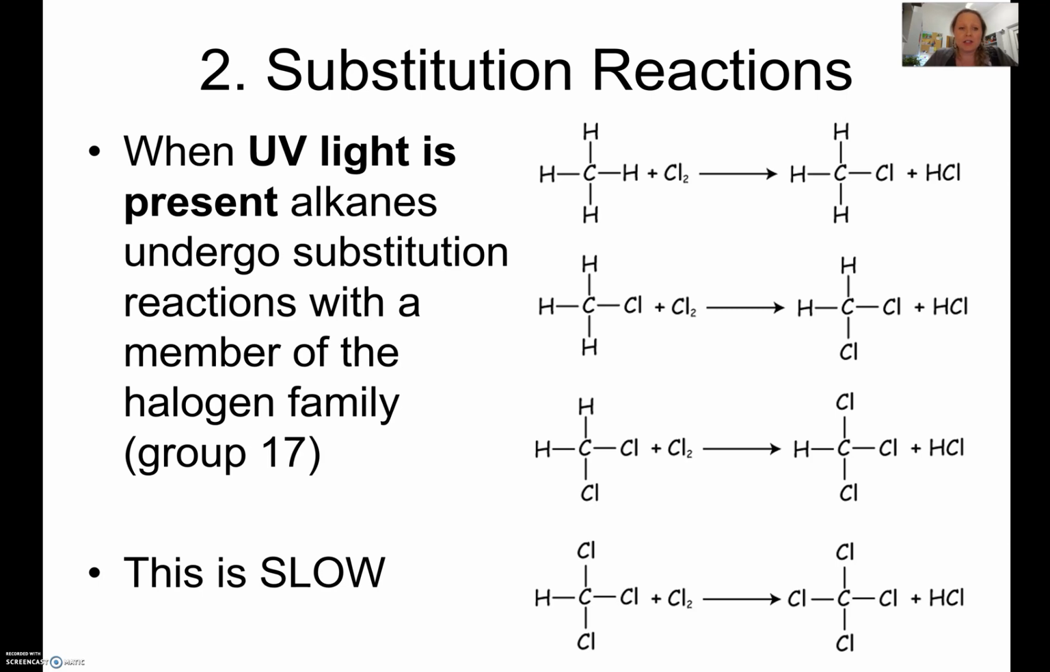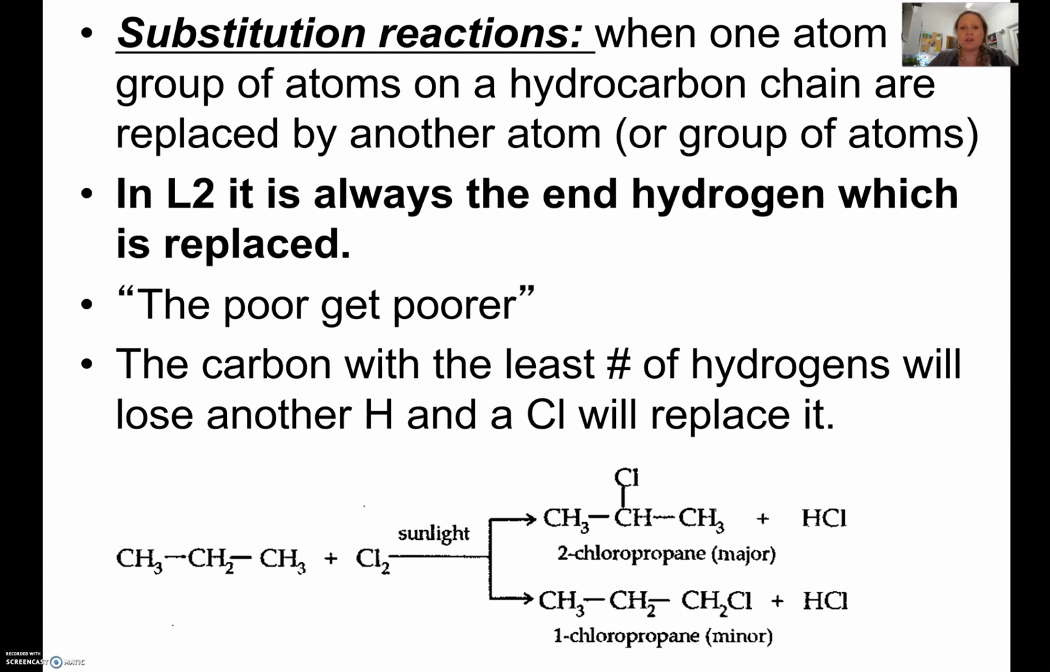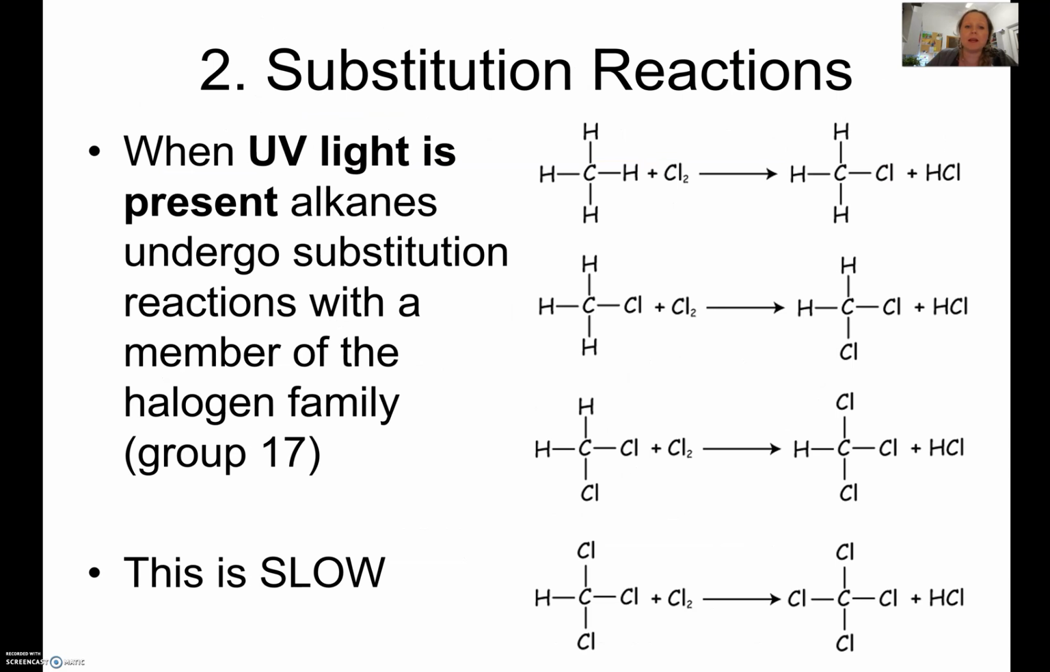So we've done combustion, so now we need to move on to the second type of reaction that alkanes undergo, and that's called a substitution reaction. Okay, now what is a substitution reaction? So a substitution reaction, I'm just flicking to the next slide to show you the definition, is when one atom or a group of atoms is replaced by another atom or group of atoms. Okay, so when one atom or group of atoms is replaced by another atom or group of atoms.